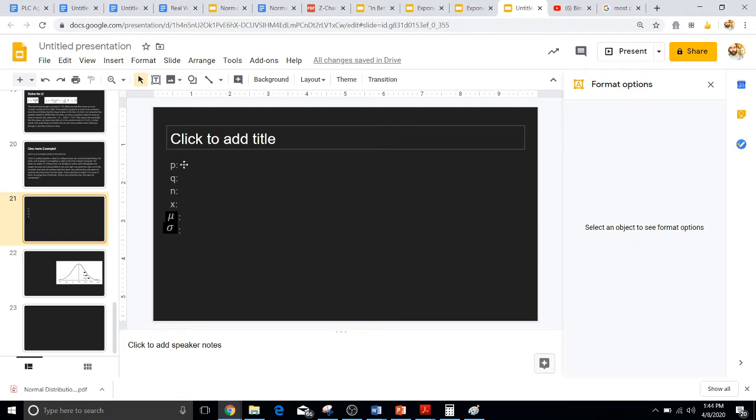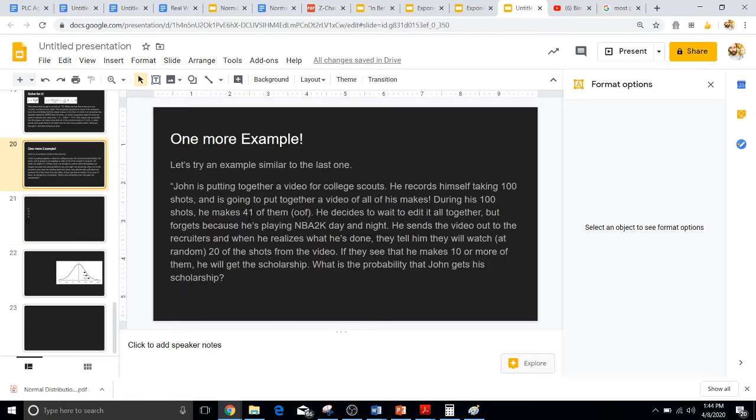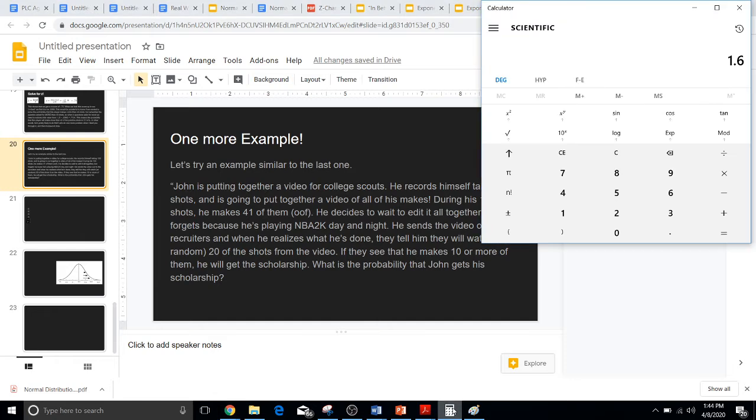Well, as we said, probability of success is what is the probability that he makes a shot on any given video. Well, in the video, he only makes 41 of 100, which means that if we take the number of his actual makes and divide it by the number of his actual attempts, we should get his p-value. So let's do that right now. 41 divided by 100 gets us 0.41. This is going to be the probability of his success. Let's fill it in.